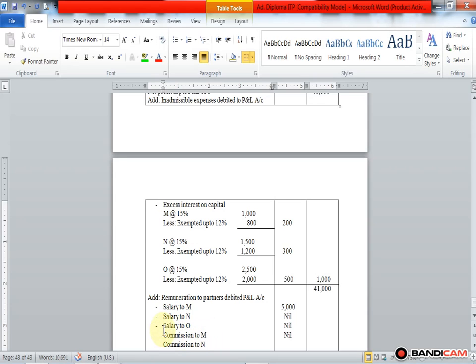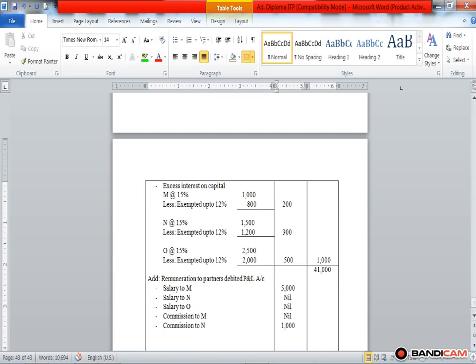N, okay, so commission to N is paid. Okay, so commission to N is given. That amounted to rupees 1000. Okay, so commission is given to Mr. N only, and commission to O is not given, so the amount column is nil.